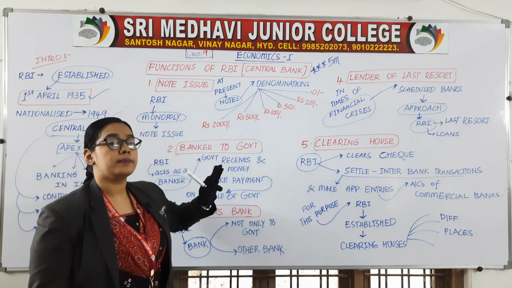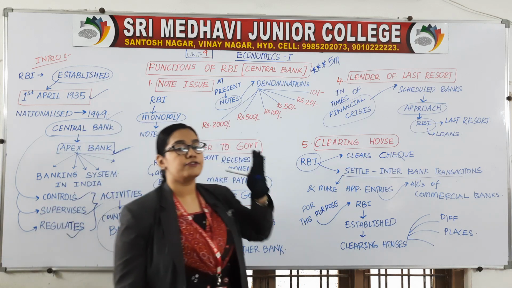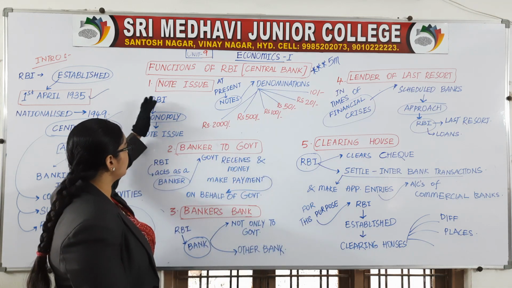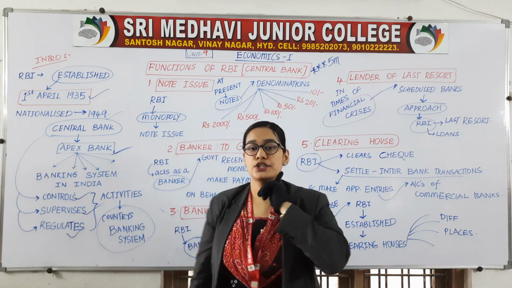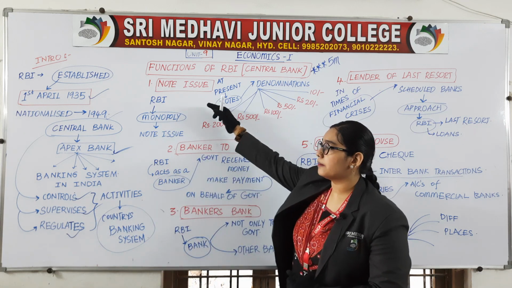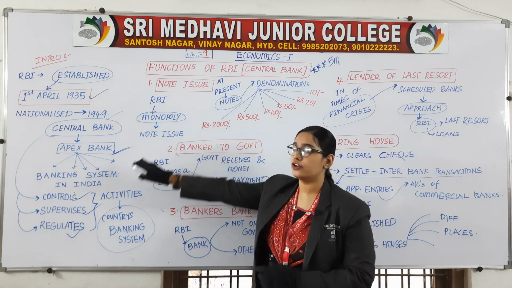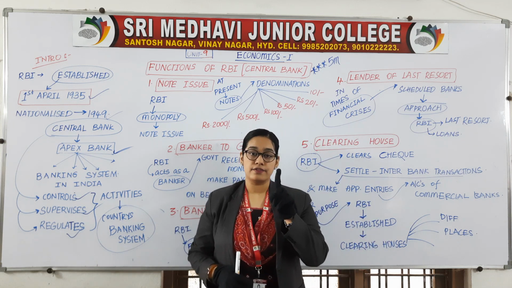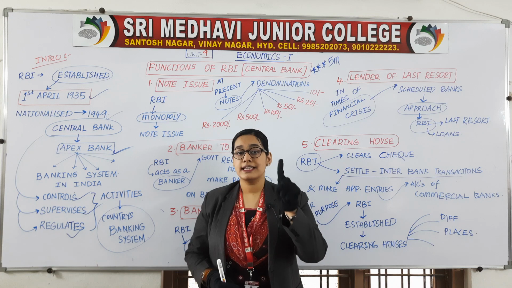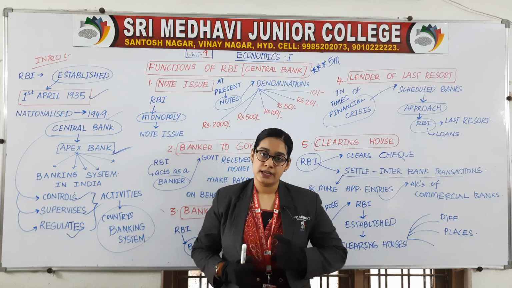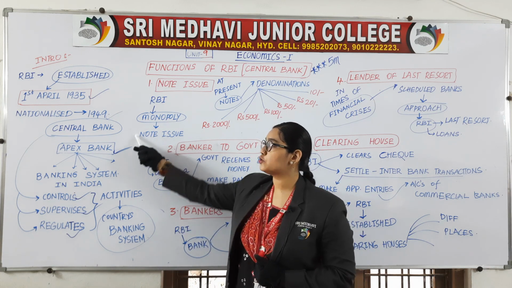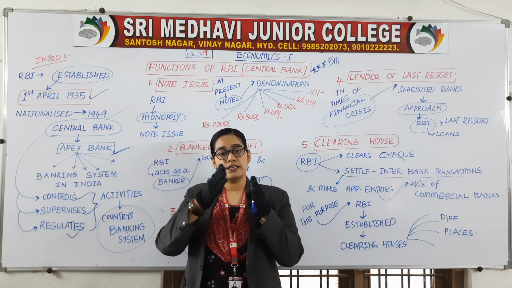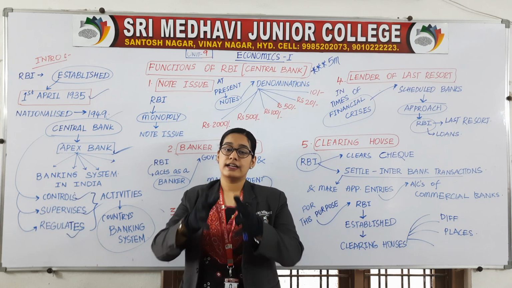Now what was the topic name? Functions of RBI. There are 5 main functions of RBI. Let us see the first one, that is note issue. RBI has the monopoly for note issue. What is the meaning of monopoly? Single power. We have read this, right? A single authority will be there. Who will issue the notes? We have different notes, right? 1000 rupees, 2000 rupees, 500, 100.